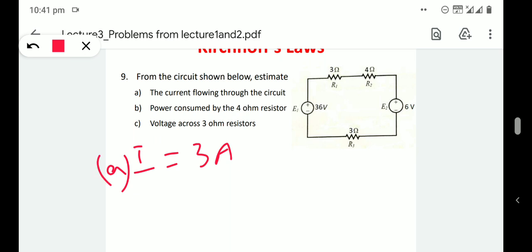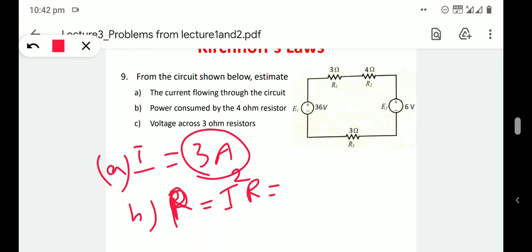This is the answer to the first question. Then part B is the power consumed by the 4 ohm resistance. We know the equation for power is V into I, or I squared R, or V squared by R. Here we know the current flowing through the resistance, so we can use the equation I squared R. I is 3, so 3 squared into R, which is 4 ohm. So 9 into 4 is 36 watt.